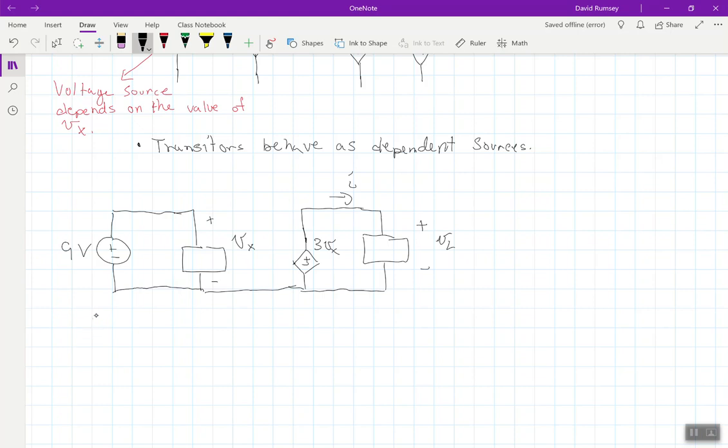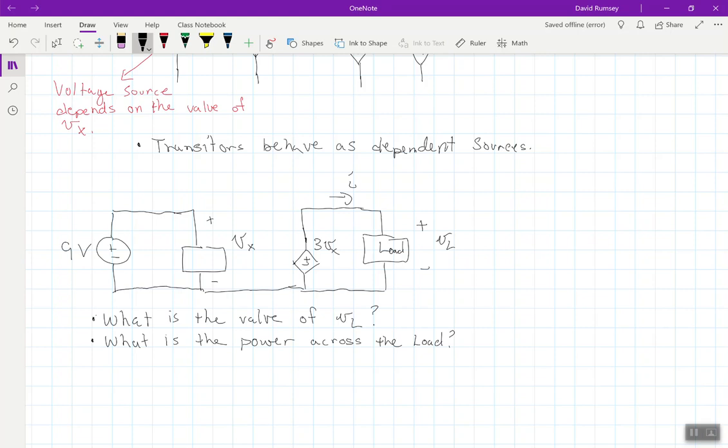So here, what is the value of VL? What is the power across this component, instead of across the load? Alright, so what is the value of VL? So we're trying to figure out this voltage here.